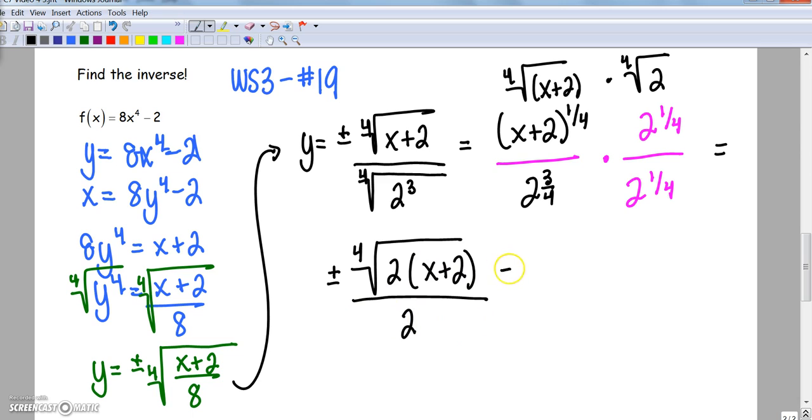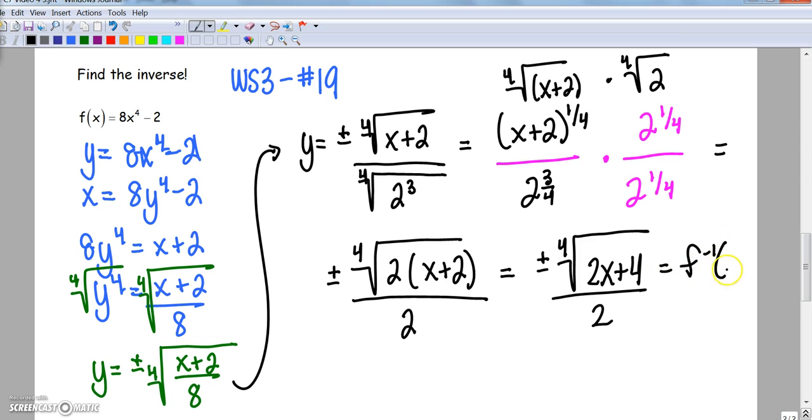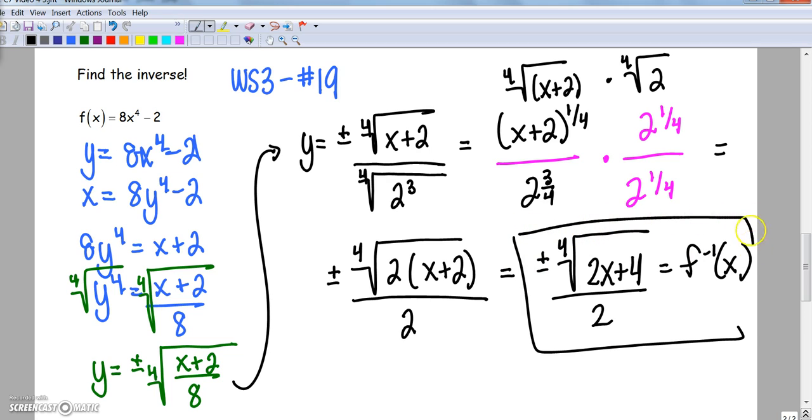On the bottom, we'll have a 2. And then finally, we will actually distribute that out. And this is equal to the inverse of f of x. Look at that.